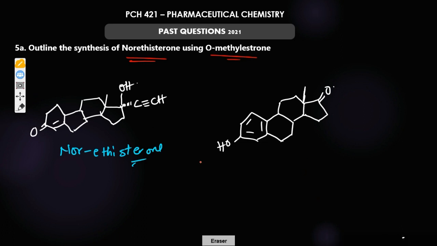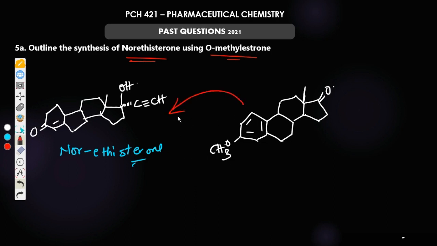Double bond O. Now, however, they gave you O-methyl estrone. What does that mean? It means at this position here, you have a methyl group. So what we're actually doing is that we want to come from here to make this compound. One of the synthetic routes here is that we must add an ethynyl group to this place, right? The best way to add ethynyl is to use an organolithium reagent, which is something like this.